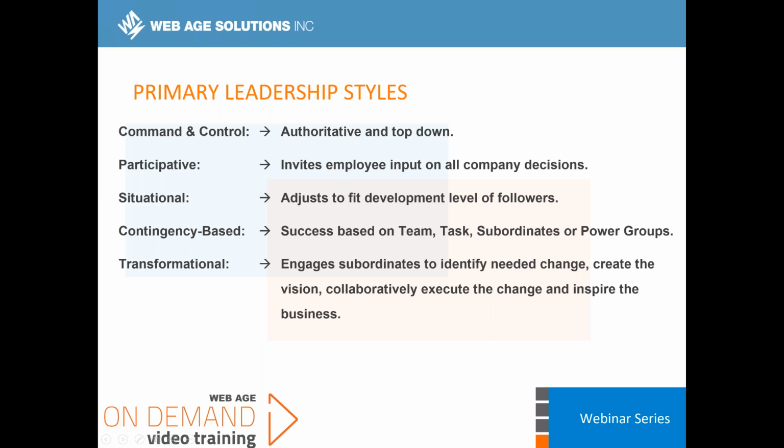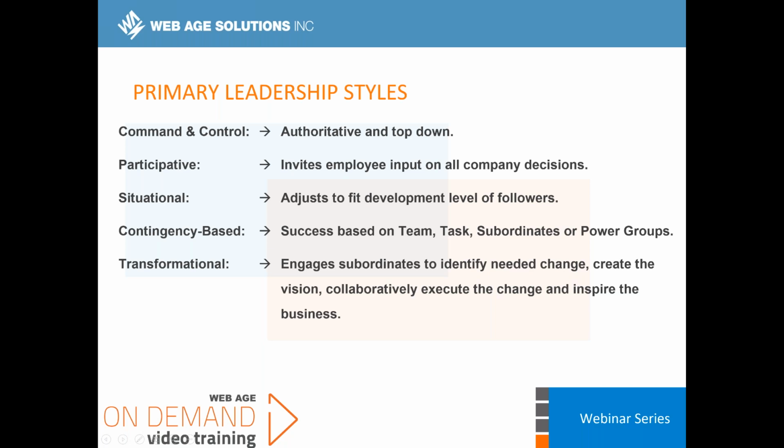30, 40 years ago. Situational leaders adjust themselves to fit the development needs of their followers. So based on where their followers are, that's how they will try to lead them. Sometimes they'll lead them slowly, sometimes quickly. The challenge here is that we can't keep up with business if we're totally dependent on where our followers are at this moment. We have to be more focused on our customer.